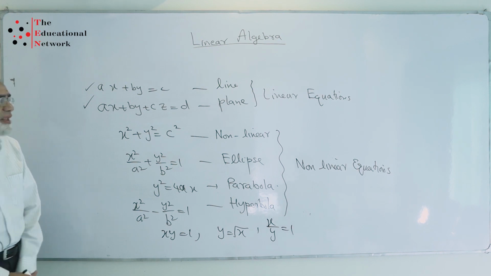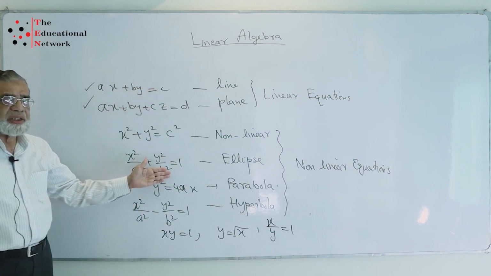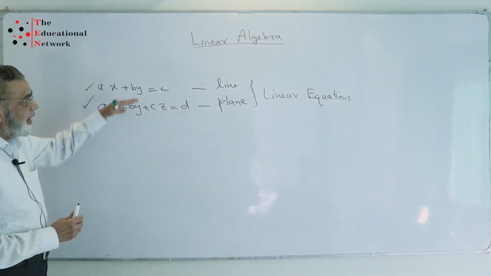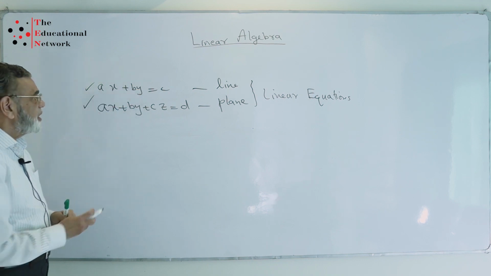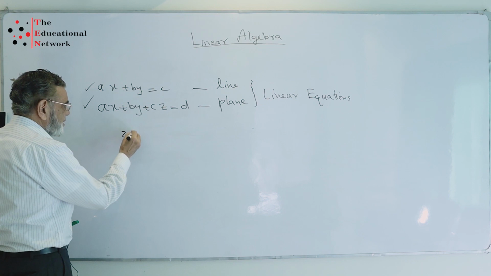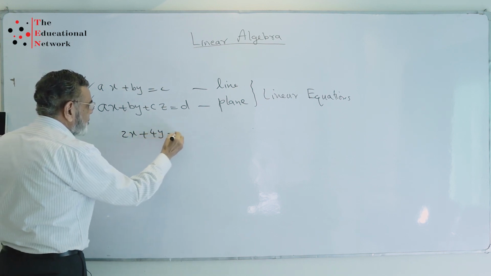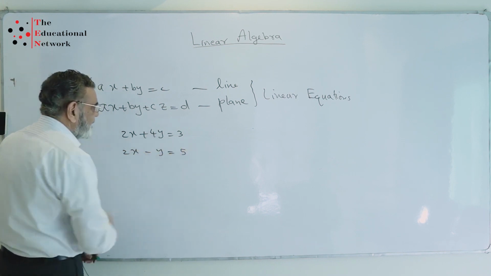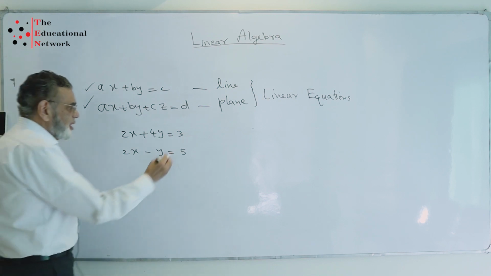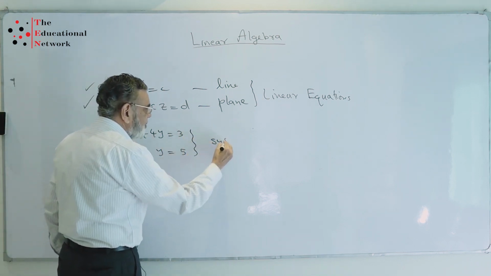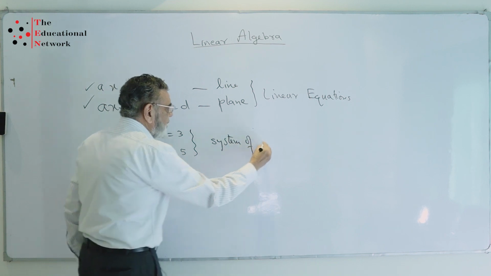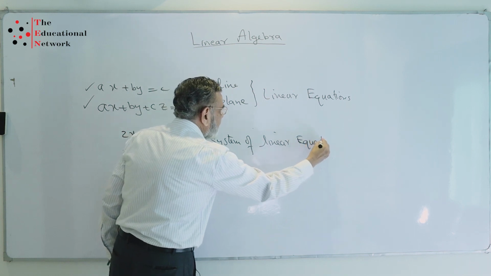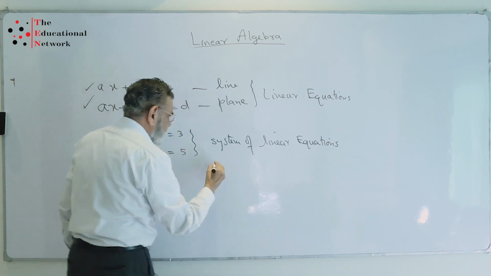I hope it is clear to us what the linear equations are and what the nonlinear equations are. And what we are going to do is study only the linear equations. So we have defined one equation, that's a linear equation. So for example, I have two equations, 2x plus 4y is equal to 3, and another equation, 2x minus y equal to 5. When there are two equations, we say a system of linear equations, or simply we say linear system.